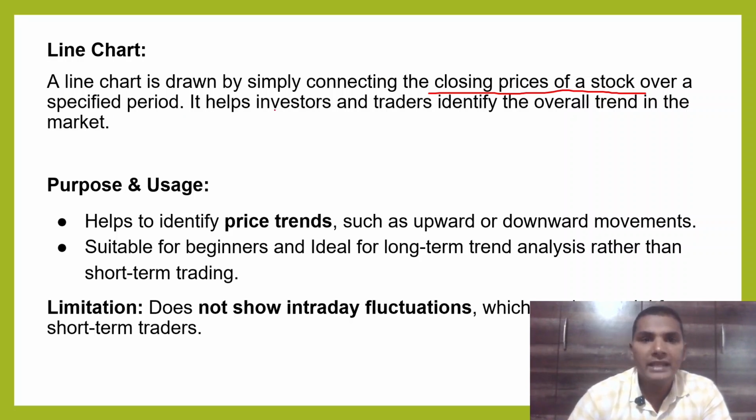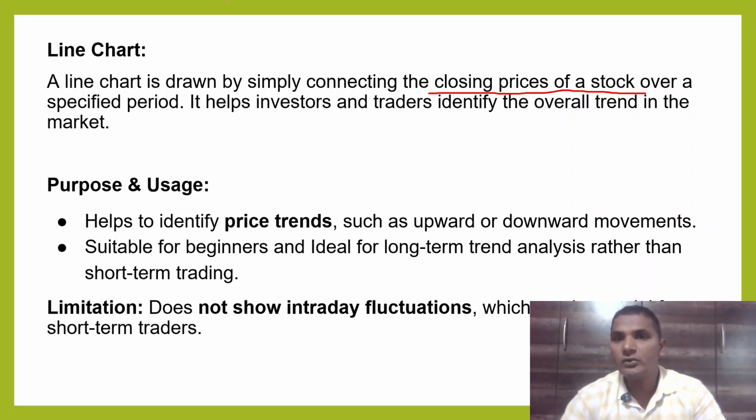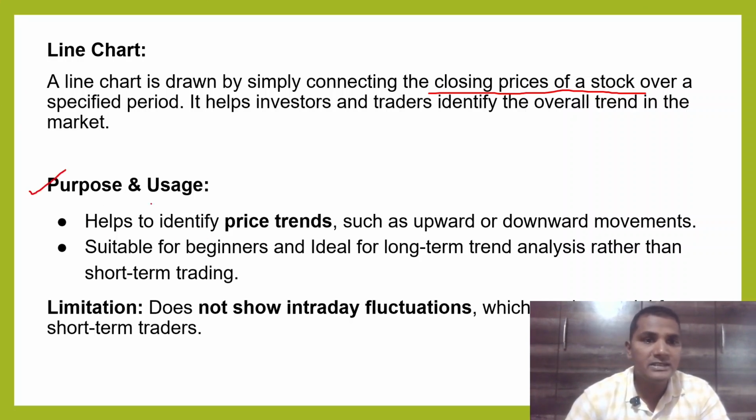The line chart helps investors or traders to identify the overall trend of the stock price, whether the stock price is moving upside, downside, or whether it is consolidating in a certain period of time. So generally you can identify the overall trend of the stock price with the help of a line chart. As you can see here, the purpose is that with its help you will be able to identify the price trends, whether upward, downward, or consolidation.